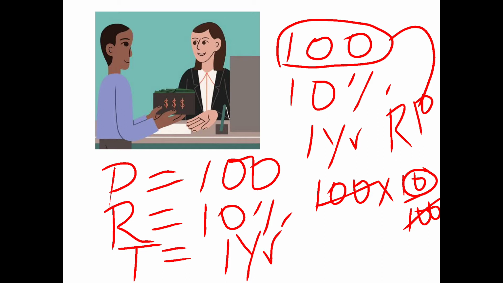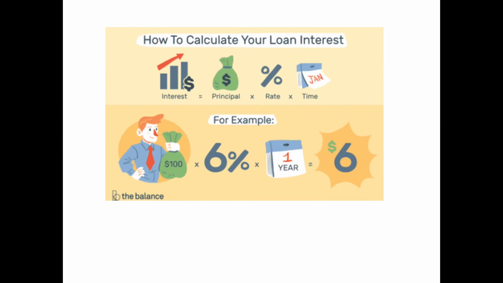I'll show you one more example, children. See here how to calculate your loan interest. Suppose you got something from the bank, like a house loan or car loan or whatever it is. That exact amount you got will be P, which is called the principal. And for that entire amount, how much interest they are putting, that is the rate.